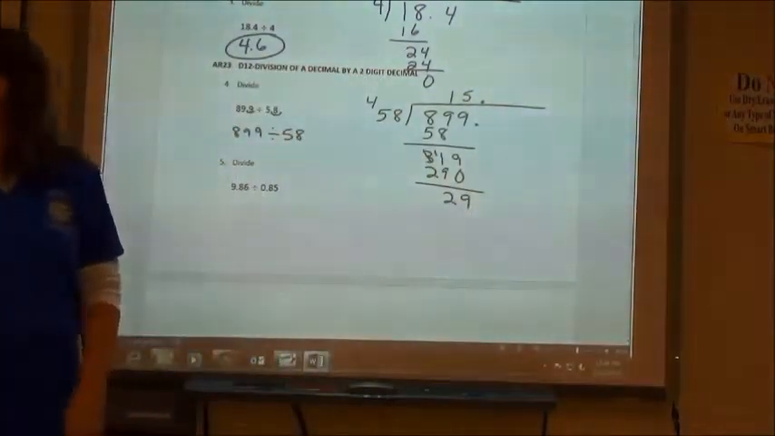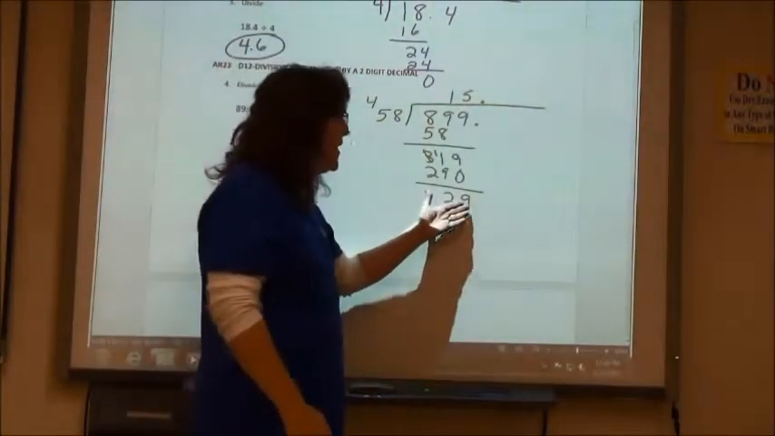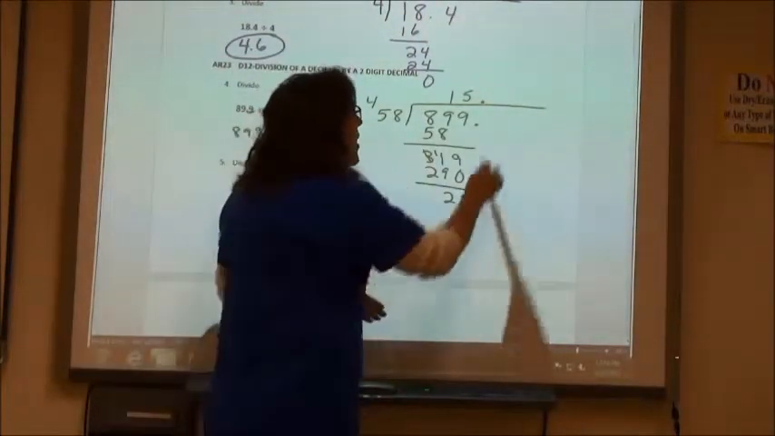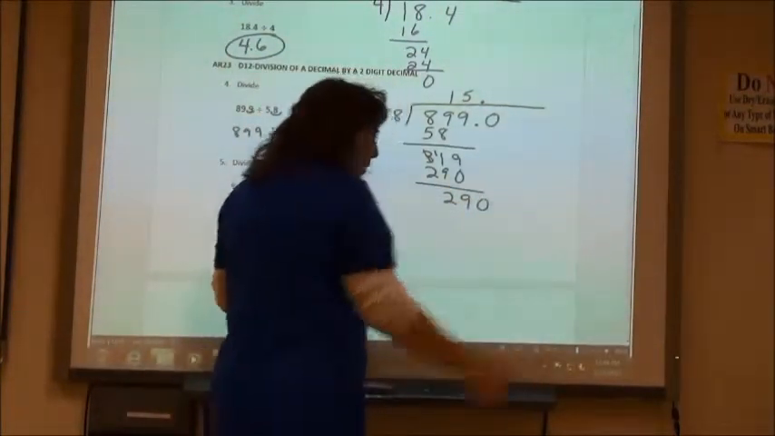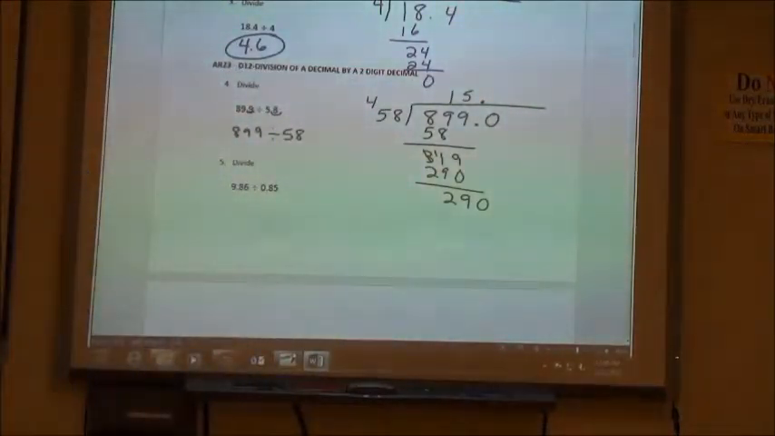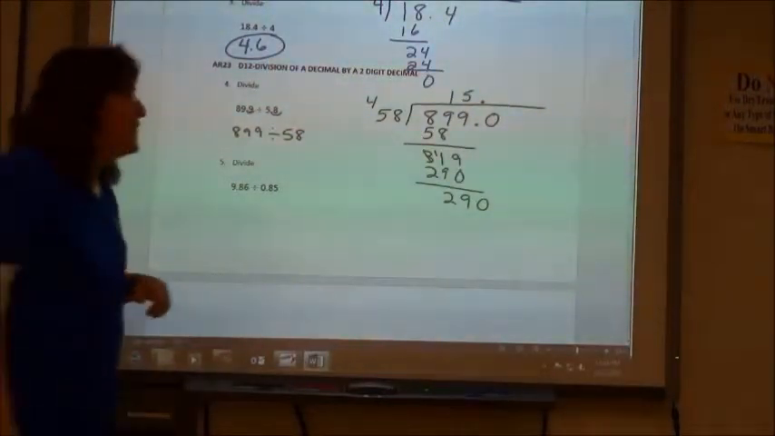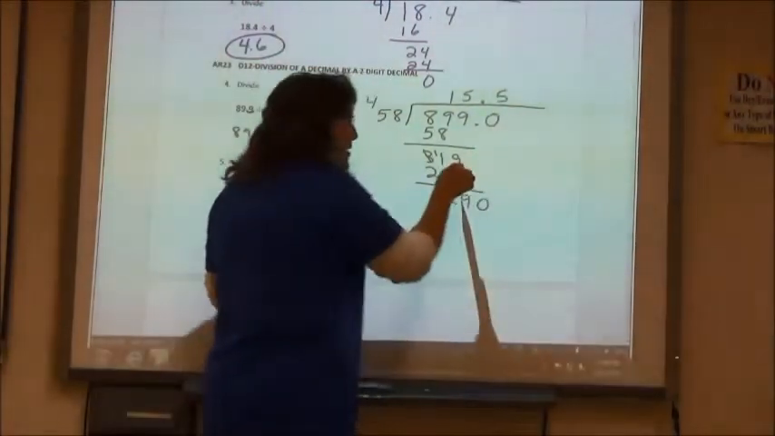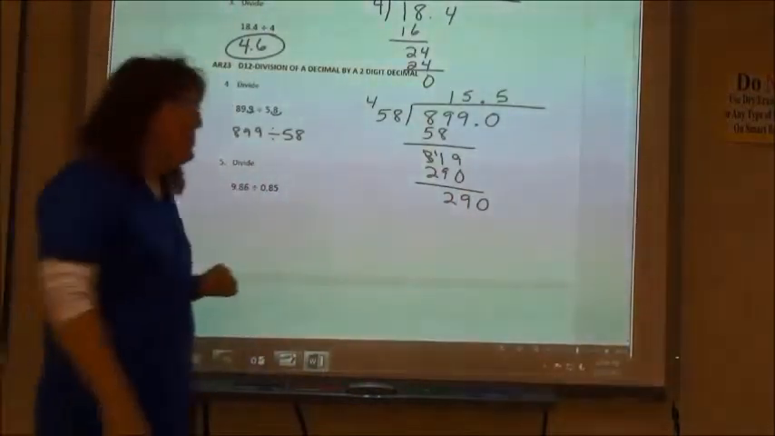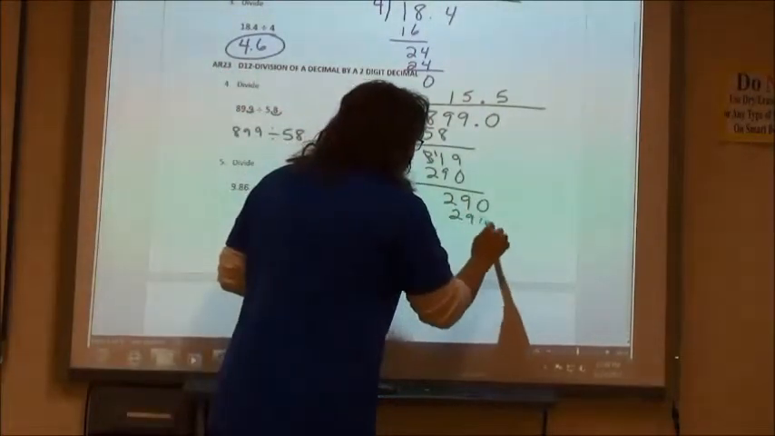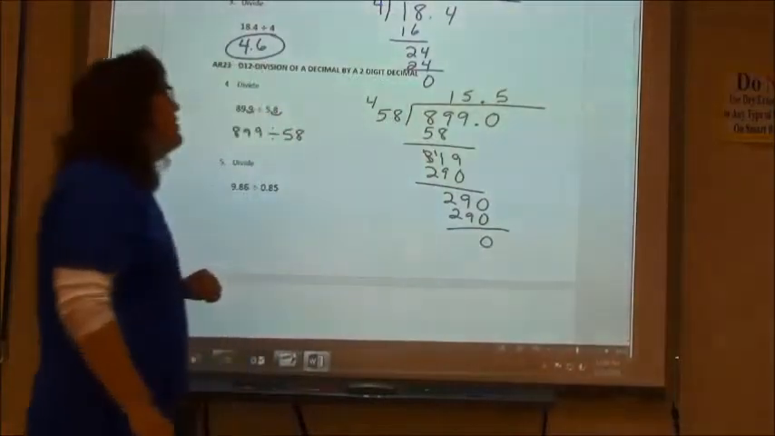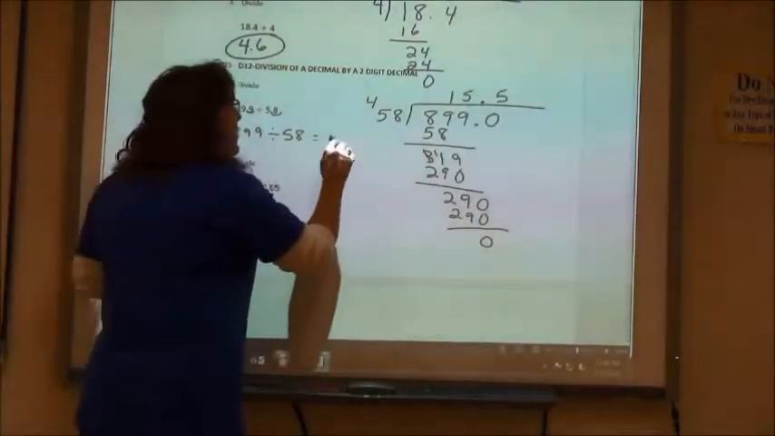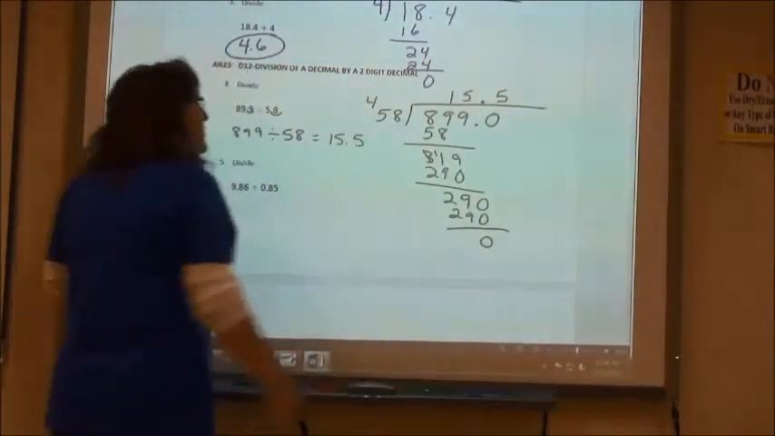I get 29, right? Now when I'm working with decimals, if I don't get 0, I'm going to add a 0 and keep going and going unless it tells me to round. In this case, we know that 58 goes into 290 5 times, because we just got that on the previous one, right? Now my remainder is 0, and so my answer is going to be 15.5.